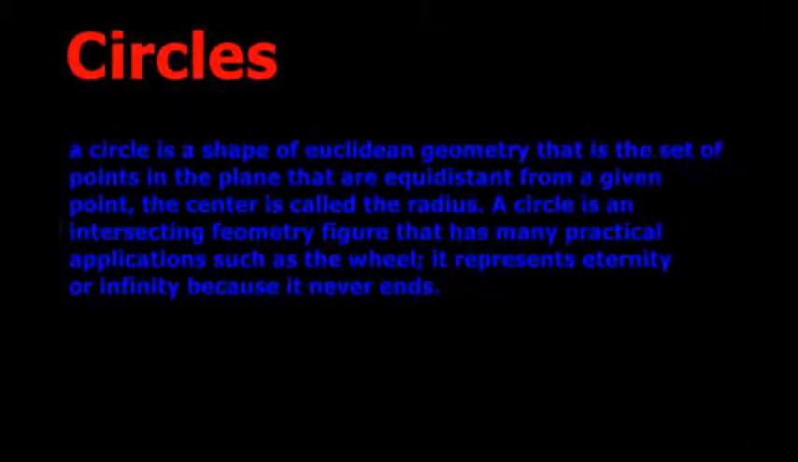Circles. A circle is a shape of Euclidean geometry that is the set of points in the same plane that are equidistant from a given point. The center is called the radius. A circle is an intersecting geometry figure that has many practical applications such as a wheel.